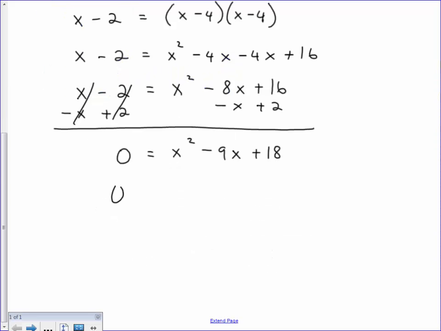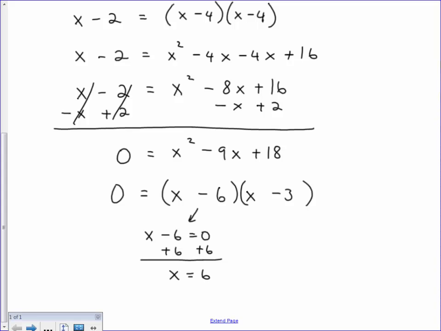Now to solve, now that I've got 0 on one side, I need to factor. X and x would give me x squared, and then I need to look for factors of 18 that would yield negative 9. I could use negative 6 and negative 3. Negative 6 times negative 3 is positive 18, but negative 6 plus negative 3 is negative 9. So this is the correct factorization. Once we have factored, we want to set each one of these factors equal to 0 and solve. So we'd have x is 6, and for this one we would have x is 3.